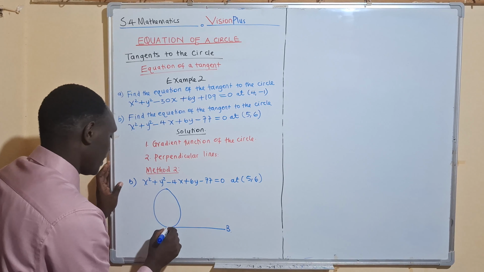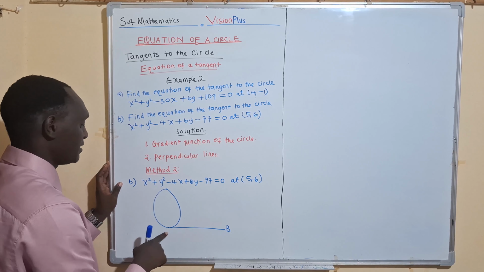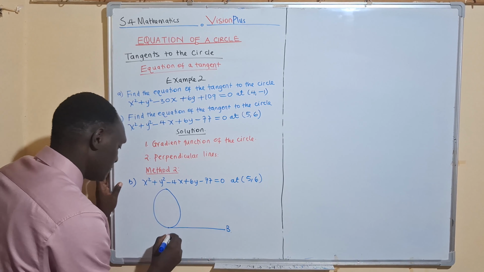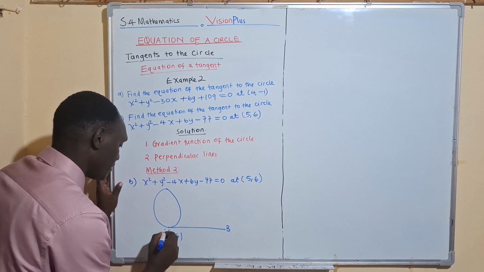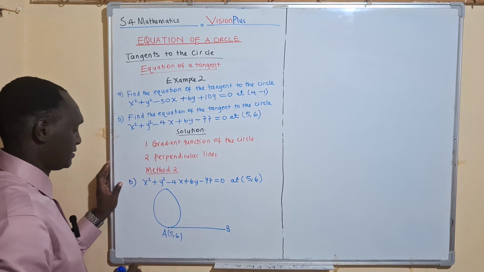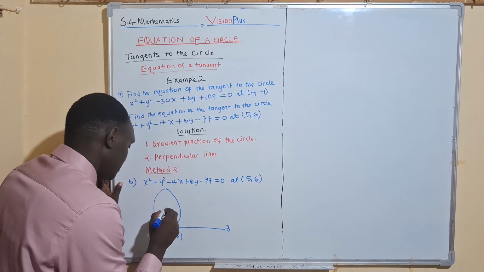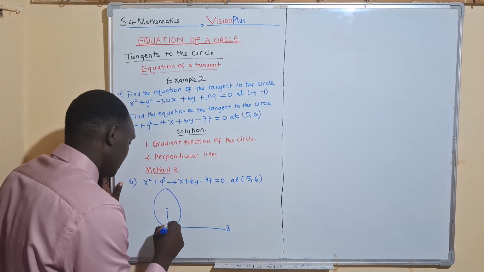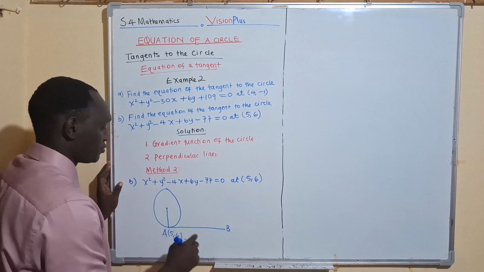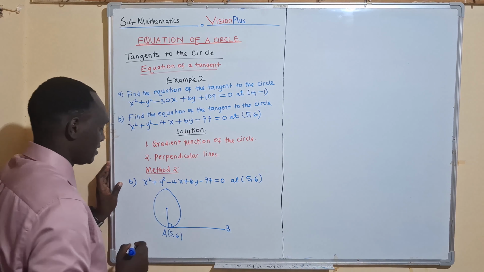So the point where the tangent meets the circle is where I have the coordinates 5 and 6. So let me just call it point A to make my work organized. And we know that the center of the circle is somewhere in the middle there, and the radius is perpendicular to the tangent. They meet at right angle.